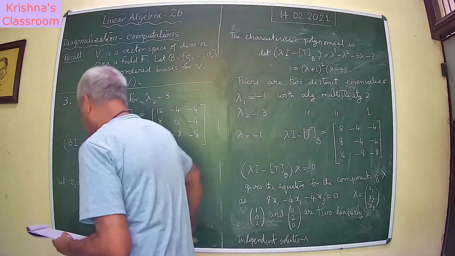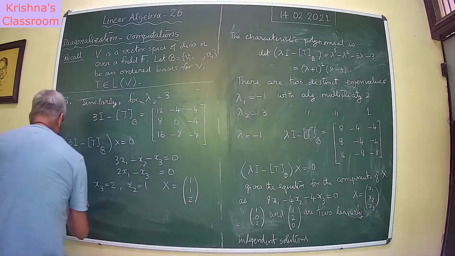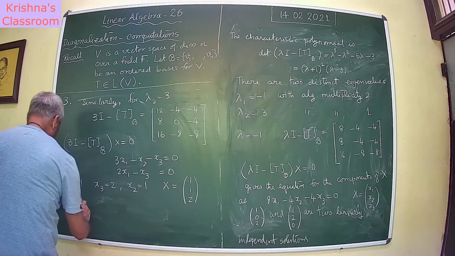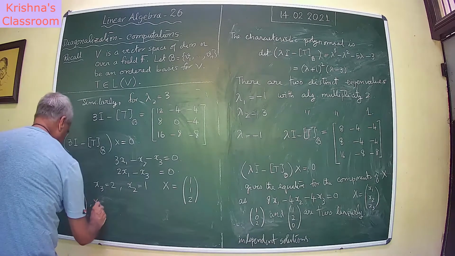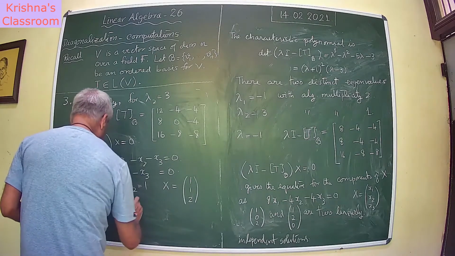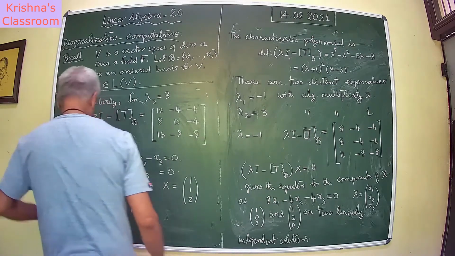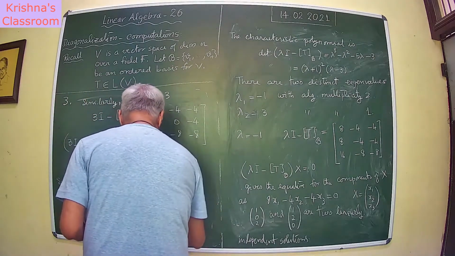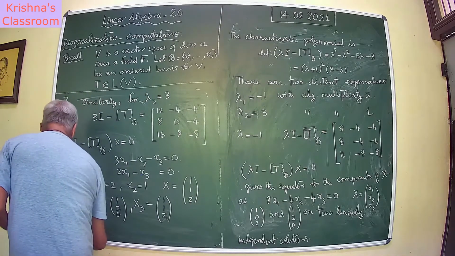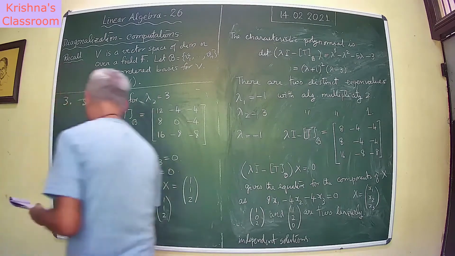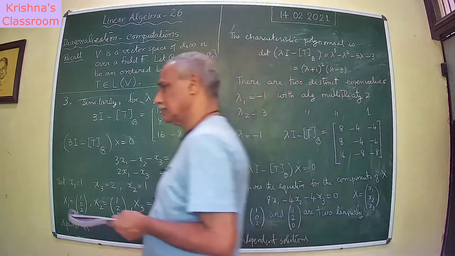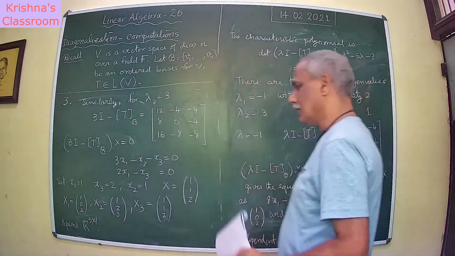So you see that the three vectors, let me call them x1 equal to, x2 equal to 1, 2, 0, x3 equal to, and they are eigenvectors. Therefore, we get enough eigenvectors to span R3 cross 1.